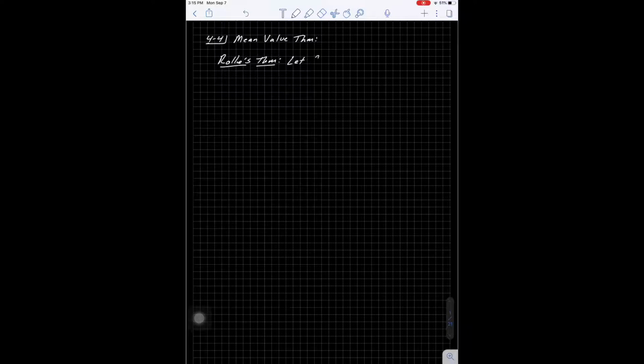So the theorem says, let f be a continuous function. You remember the "let f be" statement is kind of the "if" before the "then." So these are the requirements. f has to be continuous on a closed interval, we'll call it from a to b, and it has to be differentiable, but it only has to be differentiable in the open interval, so not at the endpoints, okay?